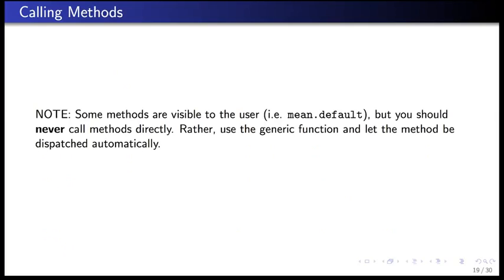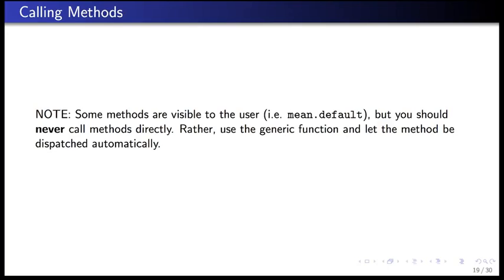You might notice that there are some methods that you can call directly. The mean.default function is a function that you can just call if you wanted to, but you should never call methods directly. In your code you should never have a call to the mean.default function. You should always use the generic function. So always call mean and let the method be dispatched automatically.